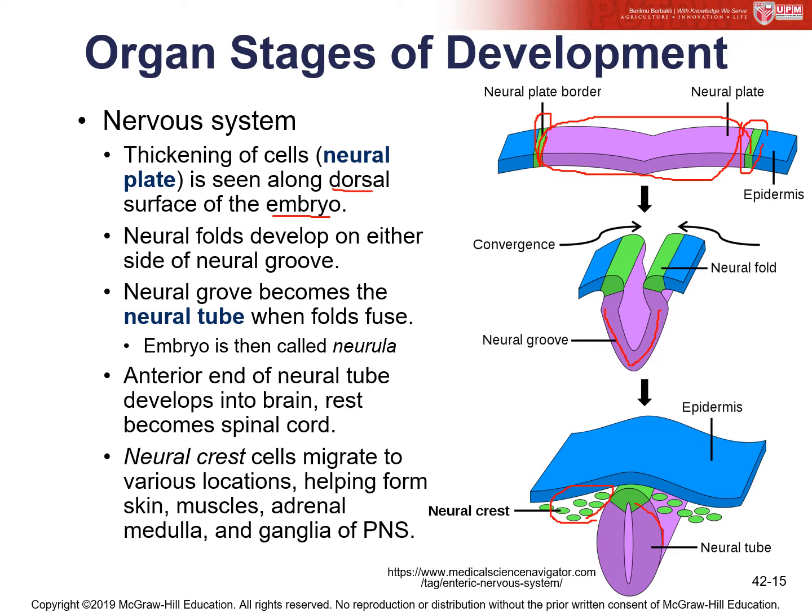And this neural tube will form our nervous system, and the anterior part of the neural tube will form our brain, and the rest of it will form the spinal cord. While the neural crest will help in the formation of our skin and muscles, adrenal medulla, and also ganglia of our PNS.